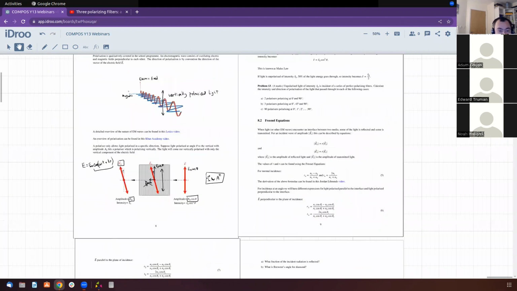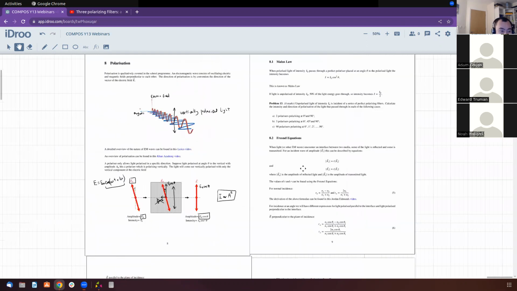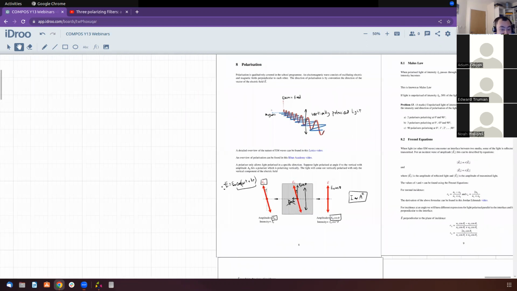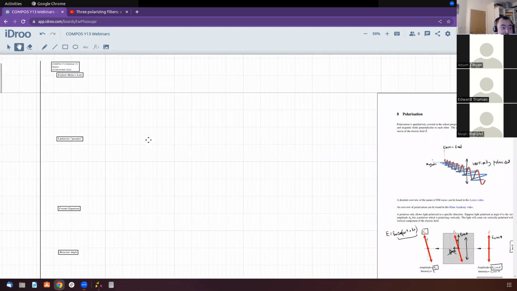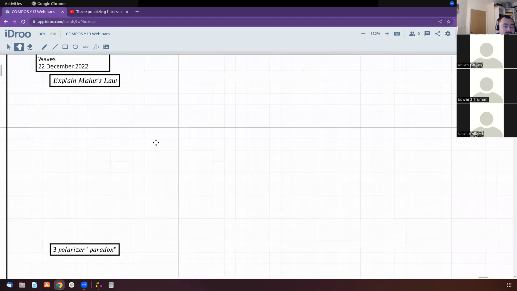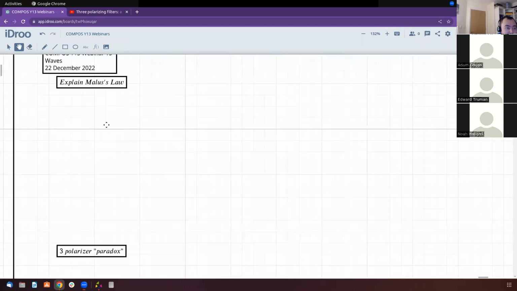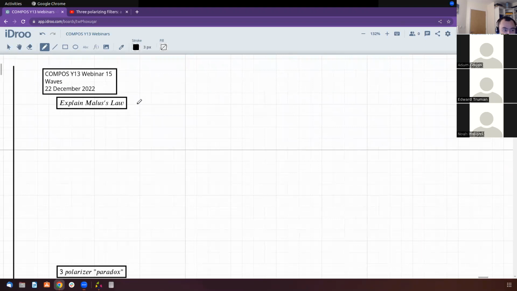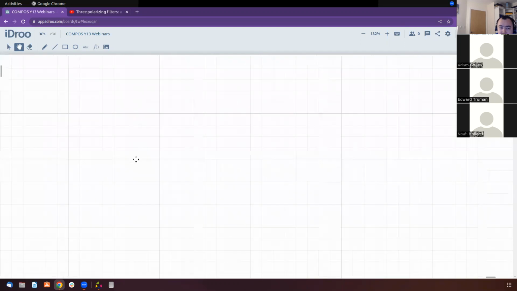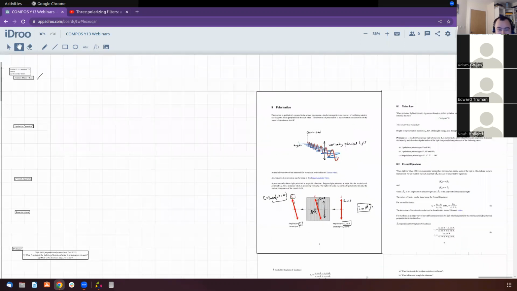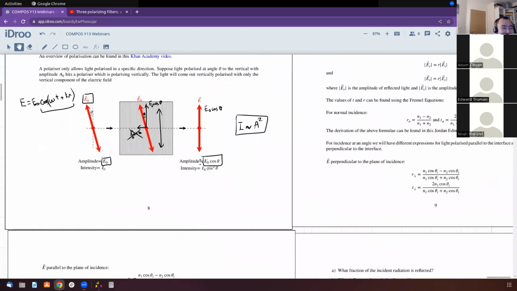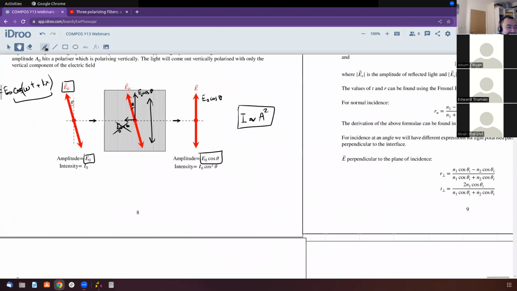The light coming out, and this is an interesting thing. Well, obviously, if you take a polarizer polarizing vertically, that's the three polarizer paradox. So I think I've done the explanation of Malus's law. Sorry, no, I haven't finished.